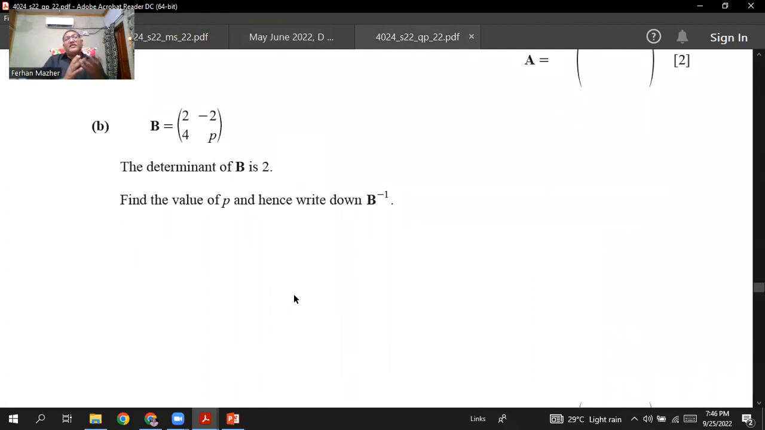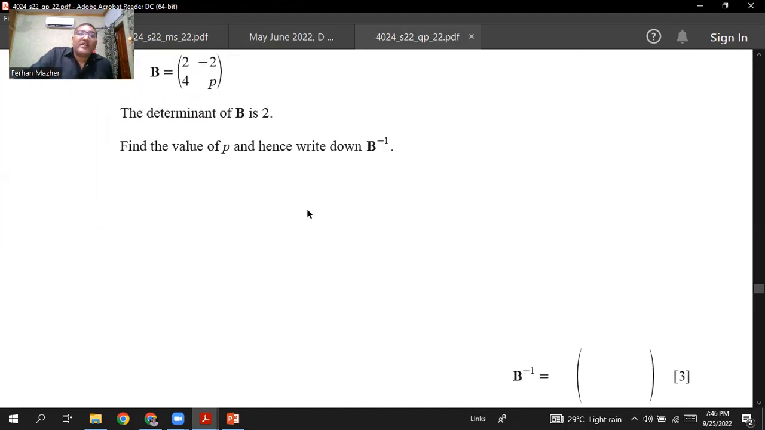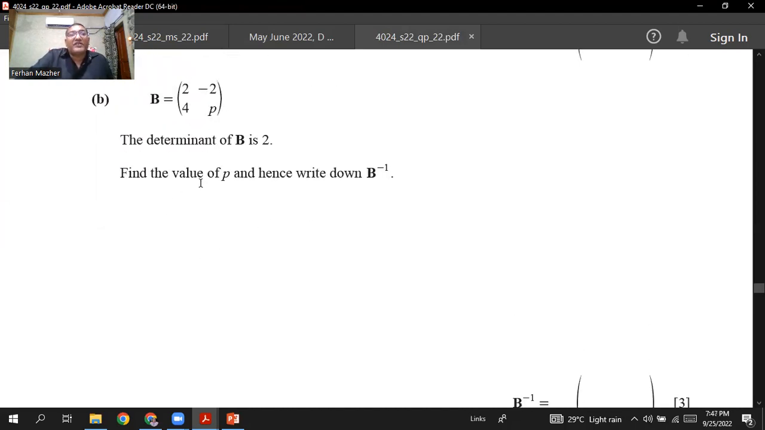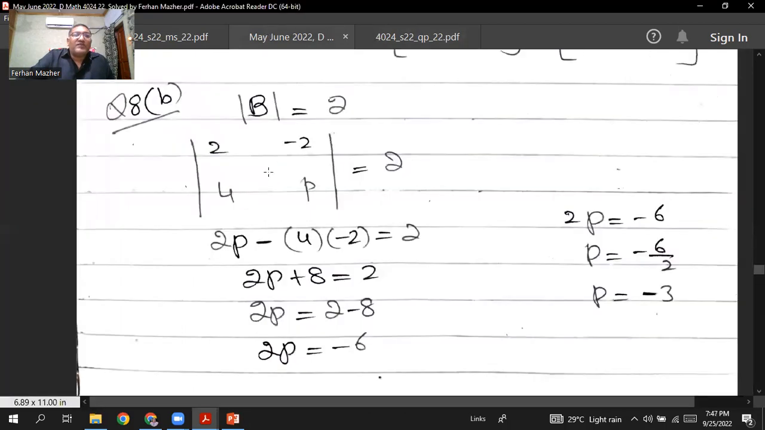the determinant of the B is 2. A matrix B is given, but it has a variable in it. They say the determinant is 2. Find the value of the P and hence write down the matrix. It's 3 marks. Write down the inverse of the B. So I will find the determinant, 2 multiply P minus 4 multiply minus 2. And that will be equal to 2, and very easily I can find the P value.